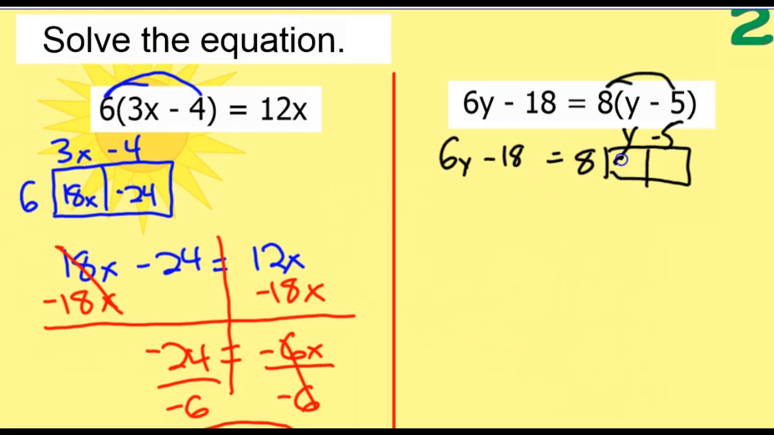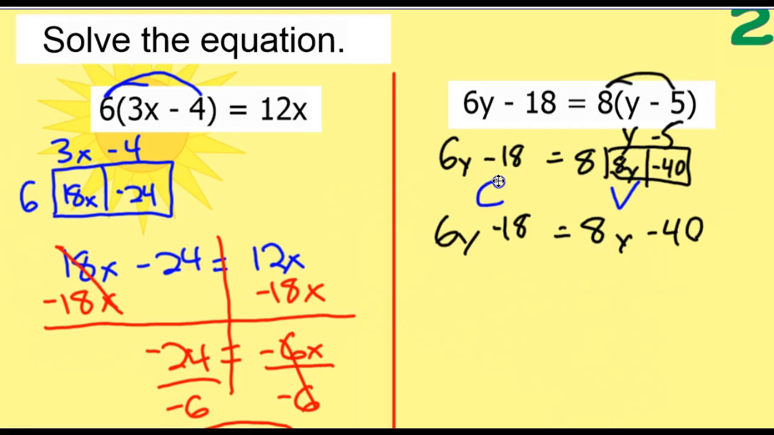So 8 times y is 8y. 8 times negative 5 is negative 40. So we have 6y minus 18 equals 8y minus 40. What I'm going to do is make this side my variable side, because now it makes sense to move the variables over to where there's more. Make this my constant side. So I'm going to subtract 6y to move that over.